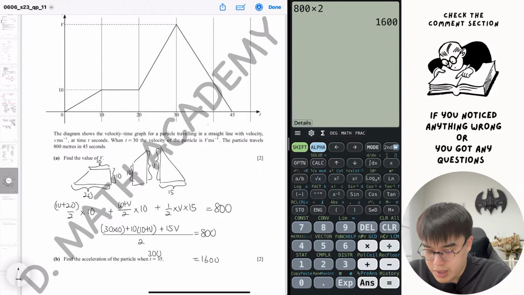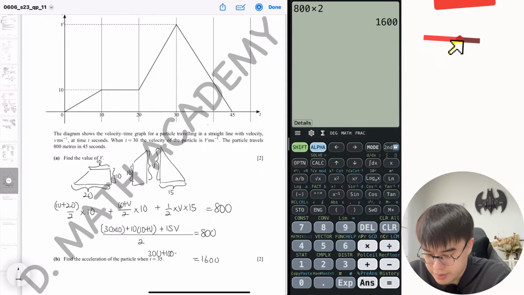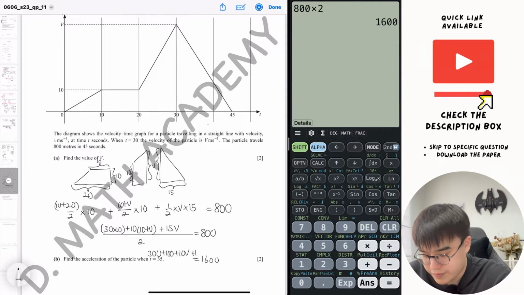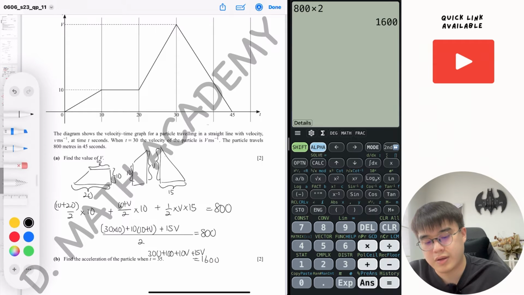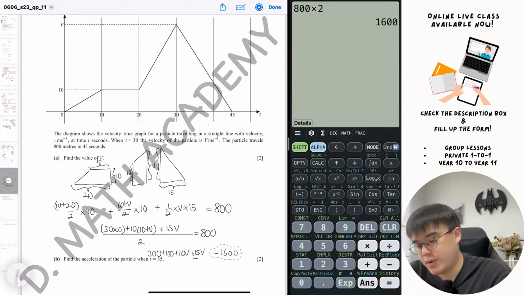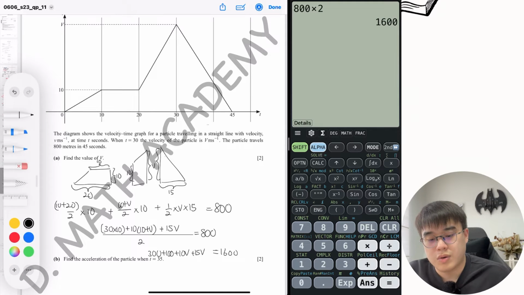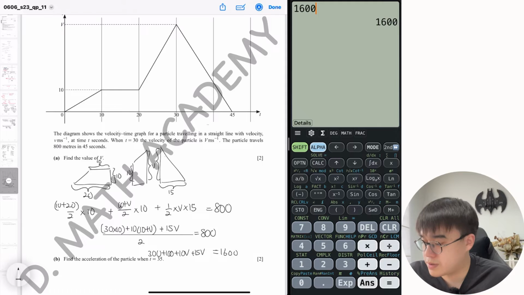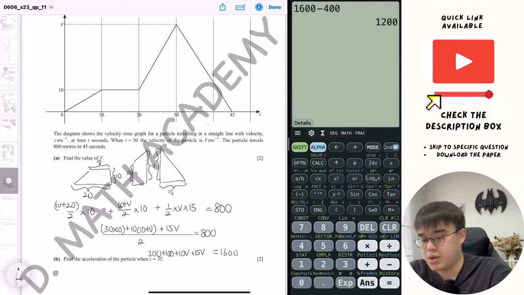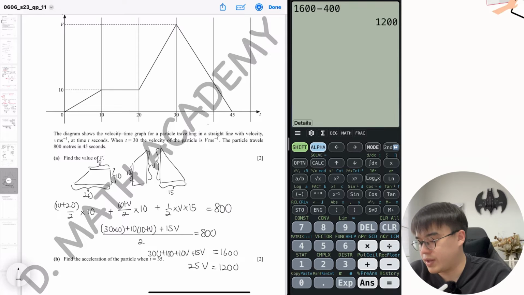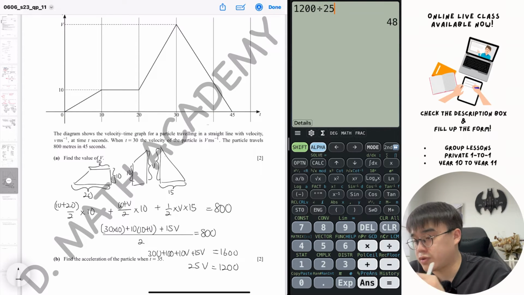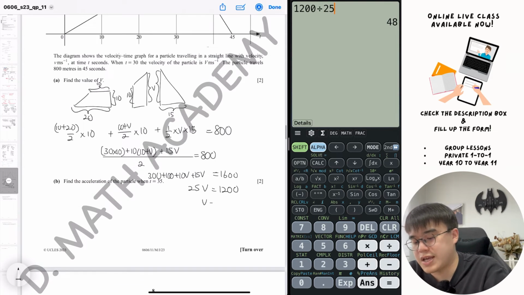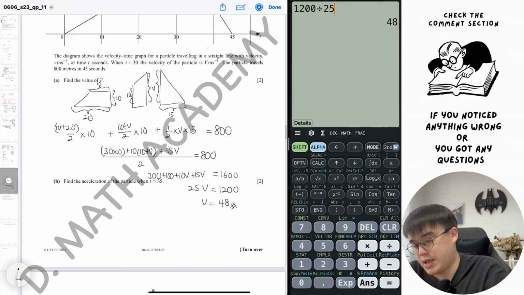And then you have 300 plus 100 plus 10v plus 15v. Okay. You're one step away from the final answer now. So when you add everything up, it will be 400. 1600 minus 400 will be 1200. So 25v. 1200 divided by 25, your v is actually 48.